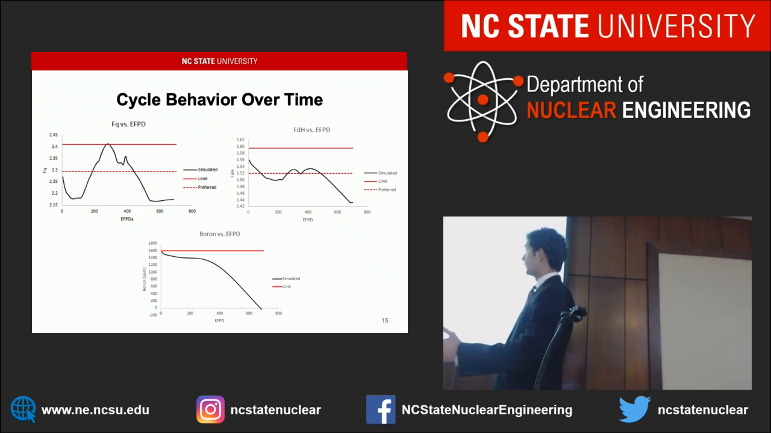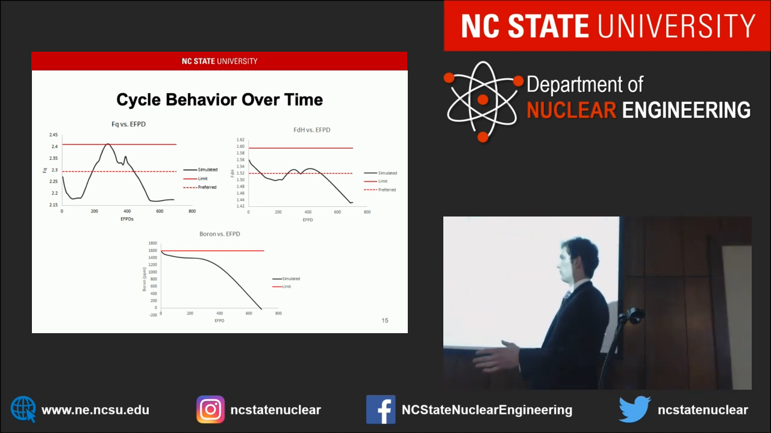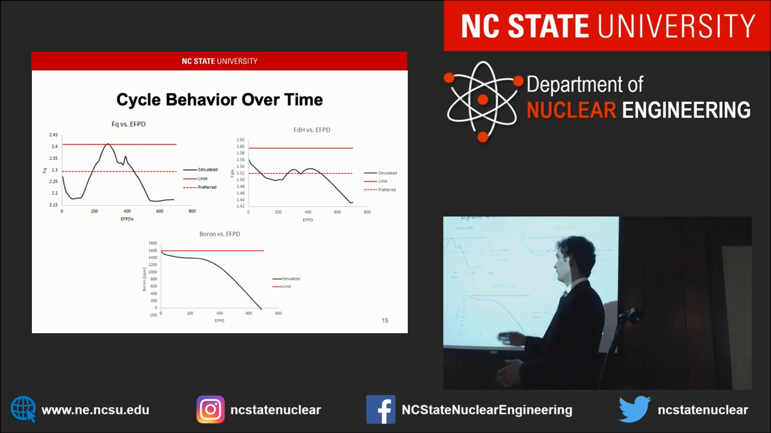The cycle behavior over time, we can see that as the burn initially in the FQ plot, as the low enriched gadolinium burns out, we do have an increase in peaking. However, we do meet our limit. We are right at the limit, and we confirm with Framatome that this is okay to go with. Additionally, our F delta H is well below our F delta H limit, and our boron meets our 1600 ppm boron limit.